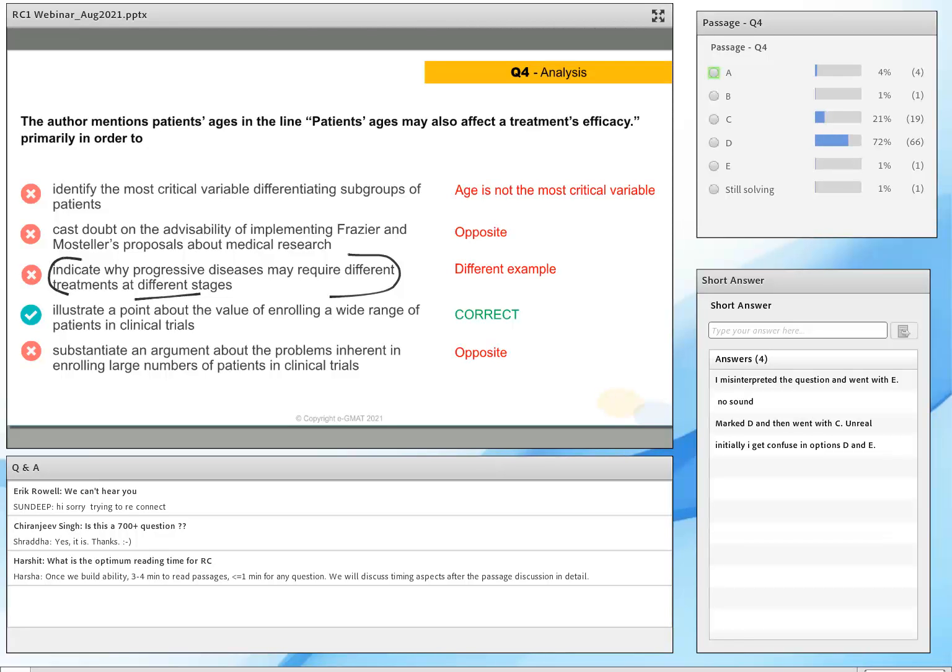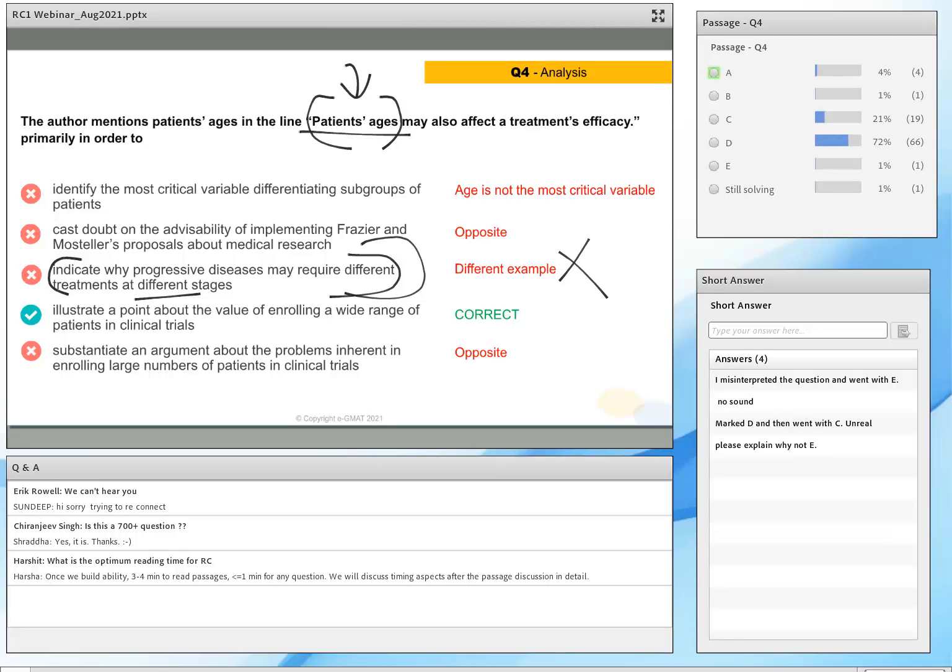Another thing to really think about is that this is talking about patients' ages. That's one category. Remember, the author presented two examples. He says, for example, people suffering from a disease that is present in different stages. That's one subgroup. Another subgroup is the patient age. Here the author is talking about patient's age. This forms another subgroup. So on this basis also we can easily reject choice C.